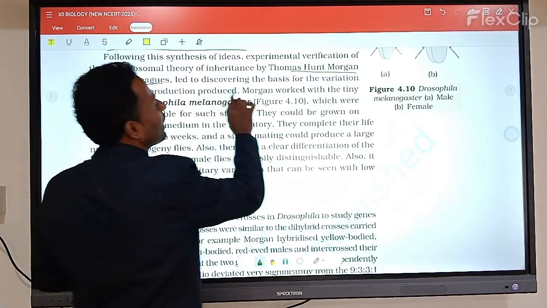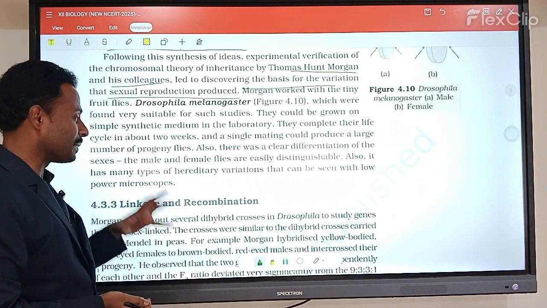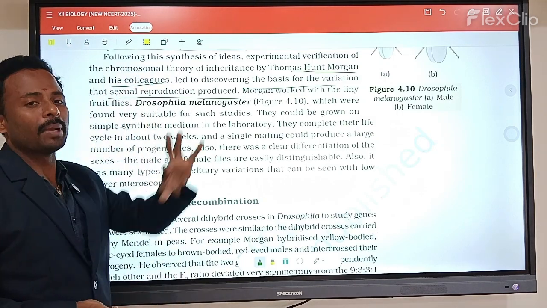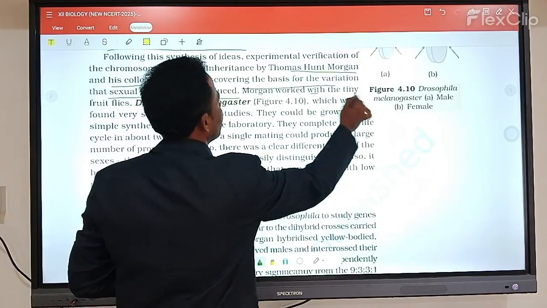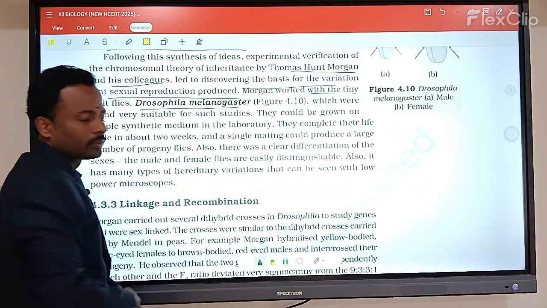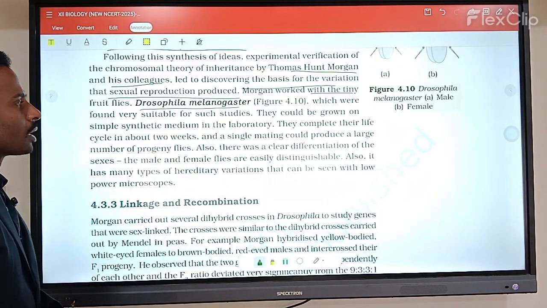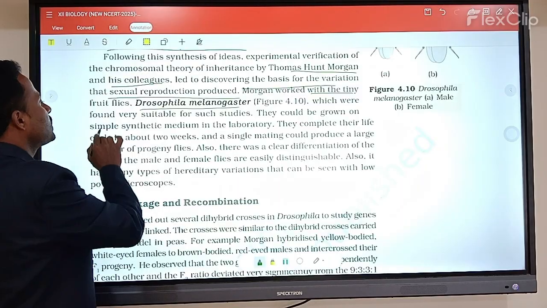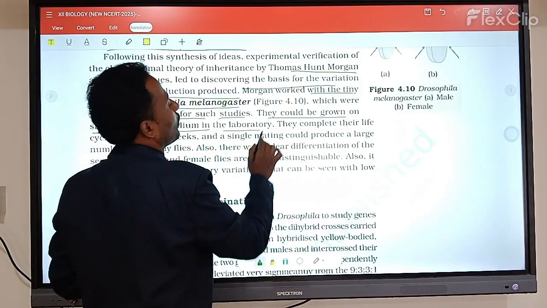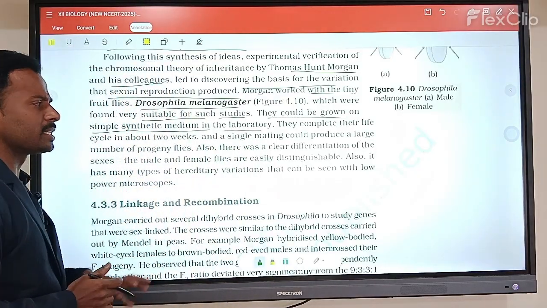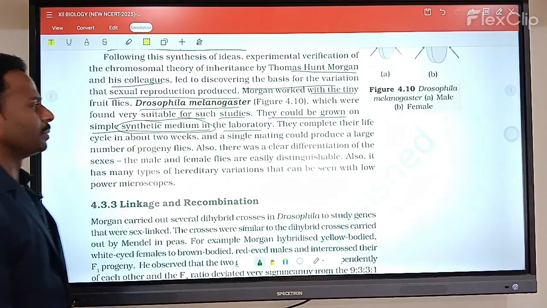So he discovered the basis of the variation produced by sexual reproduction. Thomas Hunt Morgan did laboratory experiments on the tiny fruit fly, Drosophila melanogaster, which was found suitable for such studies because it could grow on a simple synthetic medium in the laboratory. This is a very important point.